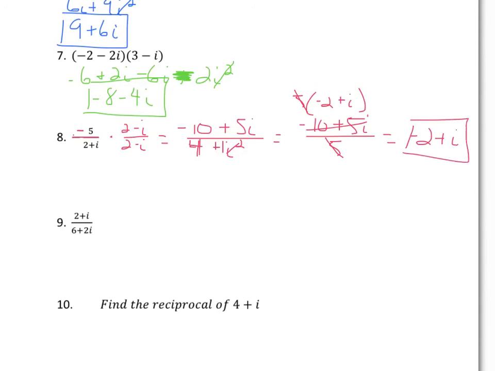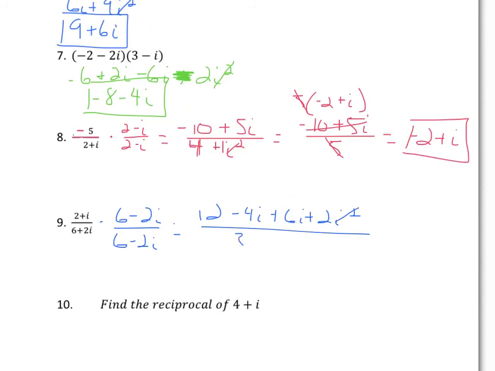Number 9 here. Getting back to more conjugates. Multiply top and bottom by 6 minus 2i over 6 minus 2i. We've got to FOIL, top and bottom. 12 minus 4i plus 6i minus 2i squared. Get rid of the i squared, change the sign.